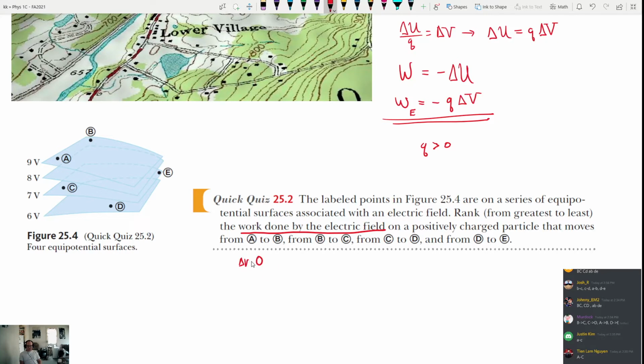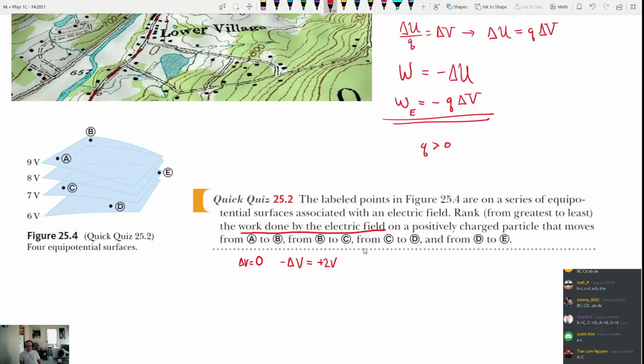So I'm just going to write delta V here. Delta V is 0 from A to B. For B to C, you're going from B, which is 9, to C, which is 7. So delta V is going to be equal to -2. Actually, that doesn't help because we need the negative of delta V. So you put a negative sign here. Negative delta V for this one is positive 2 volts.